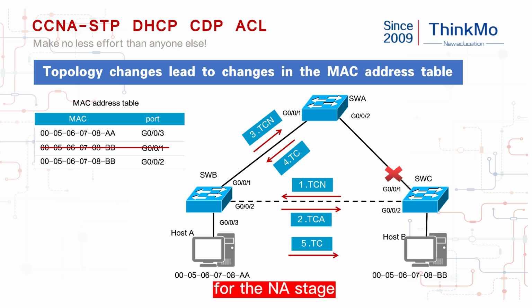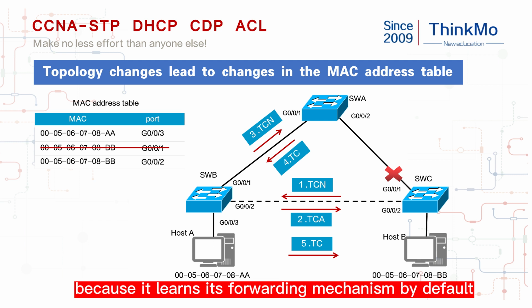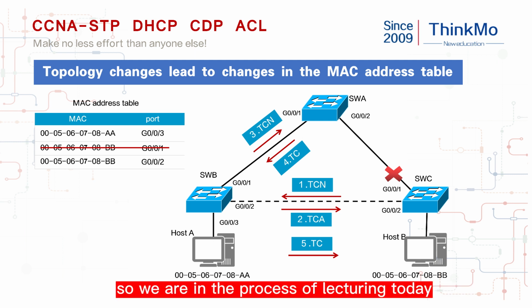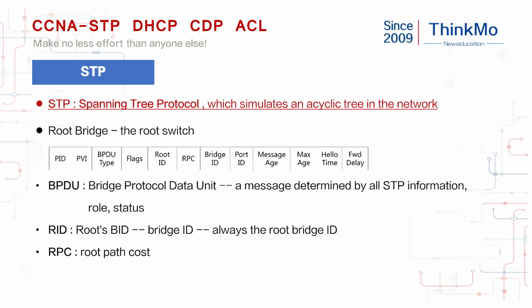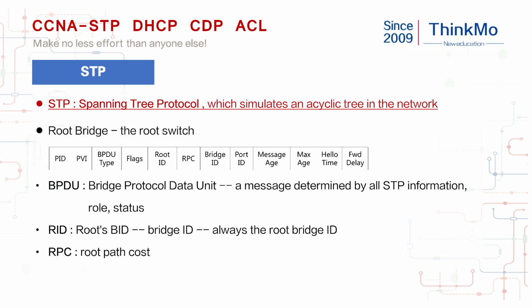For the NA stage, STP actually involves little experimentation, because it learns its forwarding mechanism by default. So in today's lecture, there will be more parameters to compare. So it might sound a little difficult to understand. Let's first talk about the parameters mentioned in the previous lesson.